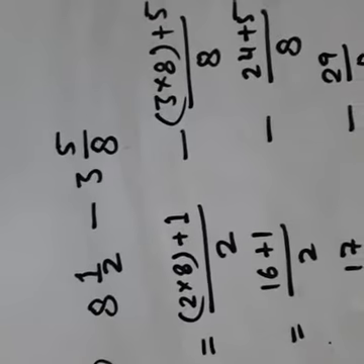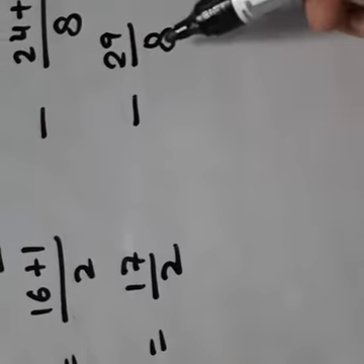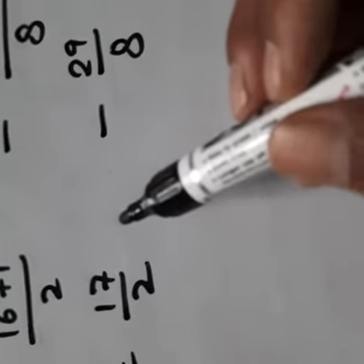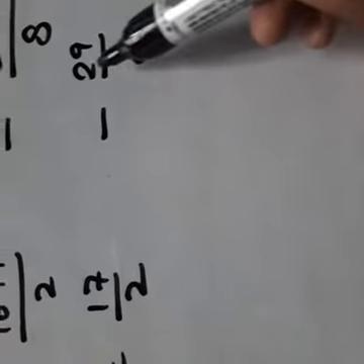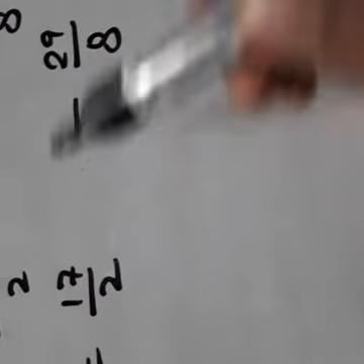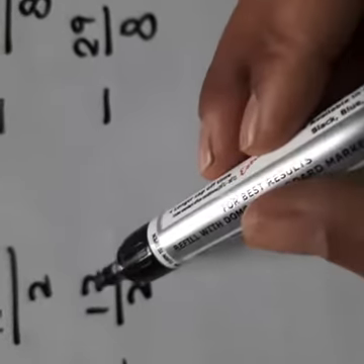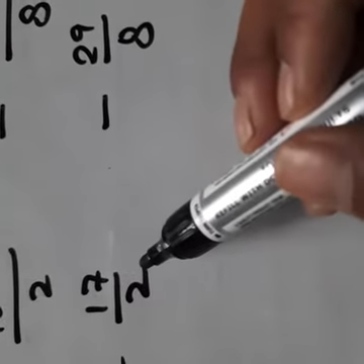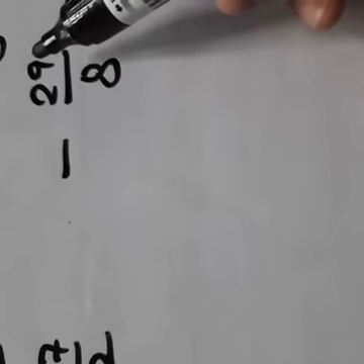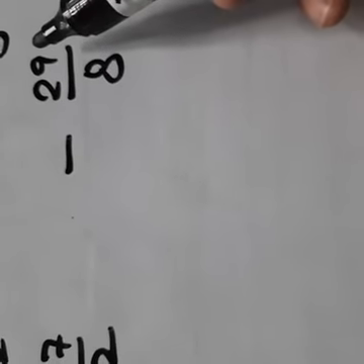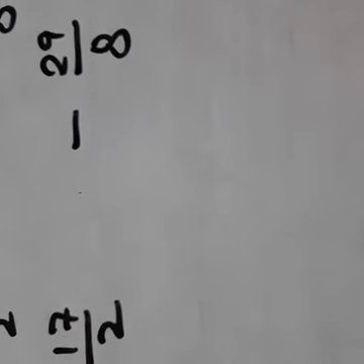Now, students, the question 8 and 1 by 2 minus 3 and 5 by 8 has become like this. Both the mixed fractions have been converted into improper fractions. When do we say fractions are improper? When the numerator 17 is greater than the denominator. Because 17 is greater than 2, it is an improper fraction. In the second fraction, 29 upon 8, the numerator is again greater, so these two fractions are improper.